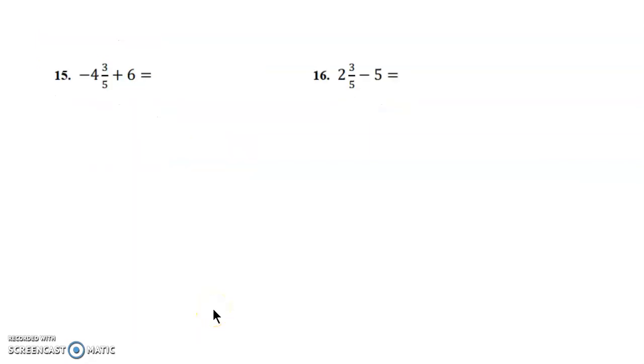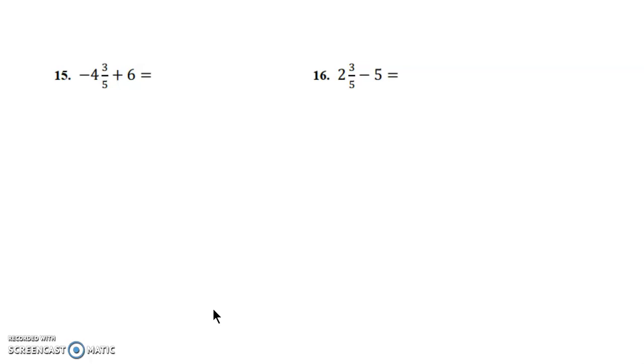I'm jumping ahead to number 15. This can cause some problems. The reason why it causes problems is because it looks very simple when we've got a negative 4 3/5 plus 6. We might be tempted to just subtract the 6 minus 4, but that doesn't work because the fraction itself is also negative. So what we're going to do with number 15 is change everything to improper fractions. That's our safe way to deal with signed mixed numbers.